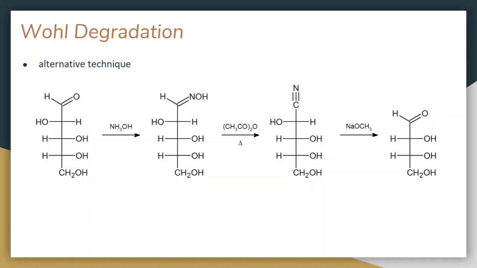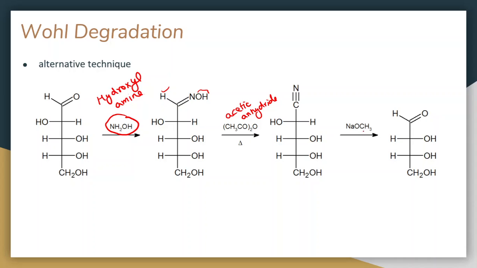This is an alternative technique. Here hydroxylamine is used. Right? And here if you see, it started with the sugar which has an aldehyde group, an aldose sugar, and upon reaction with hydroxylamine this compound is formed, and then heating with acetic anhydride. What will happen? A water molecule is removed. So this H and this OH are removed, and there is CN formation over here.